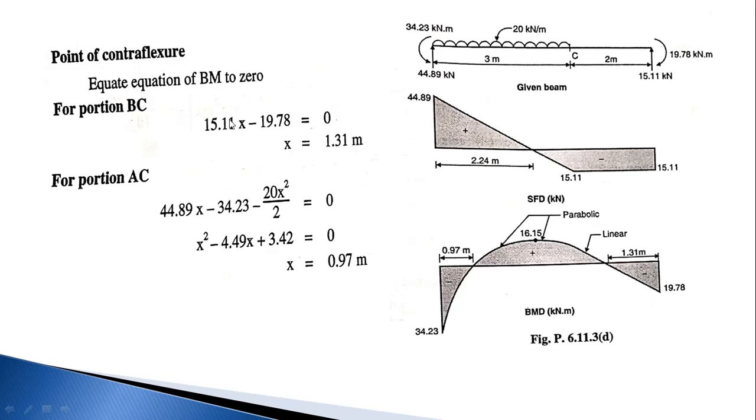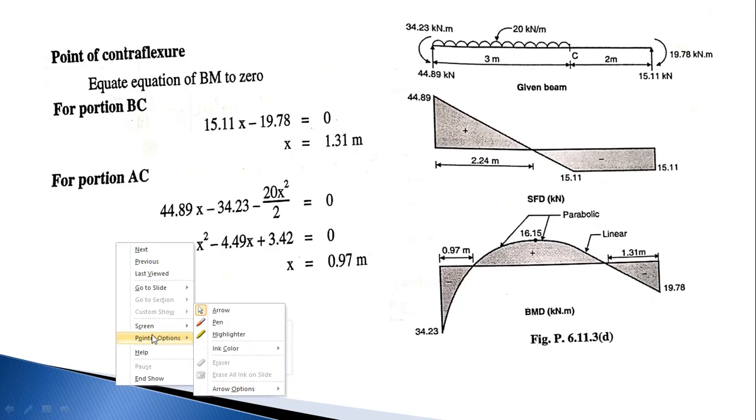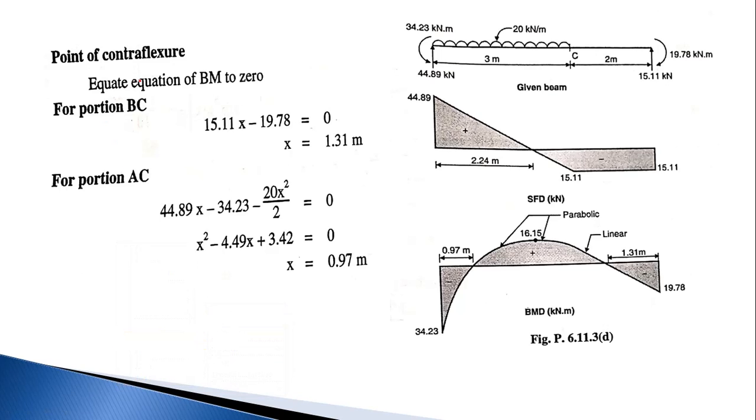Next, how to calculate the points of contraflexure? There are 2 points of contraflexure, meaning the bending moment also cuts the baseline. So I want to calculate the distance first for portion BC. In this condition, the bending moment at this point is 0.